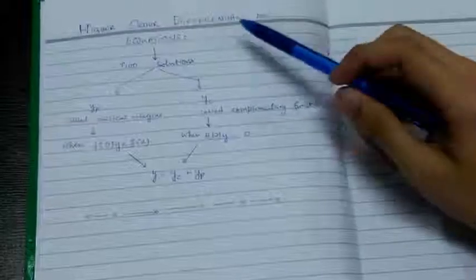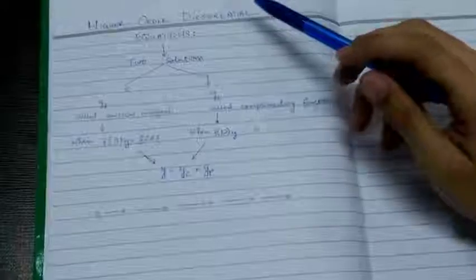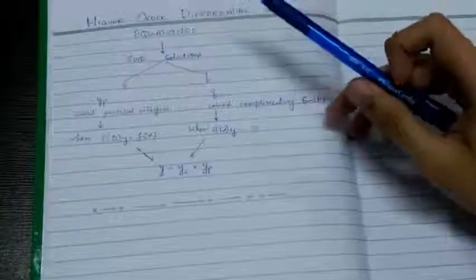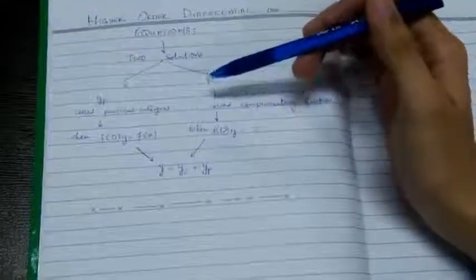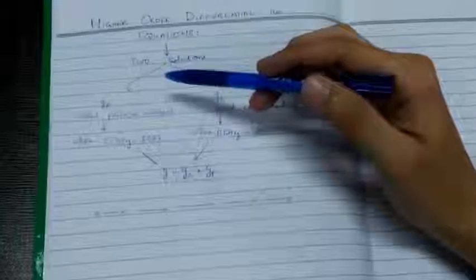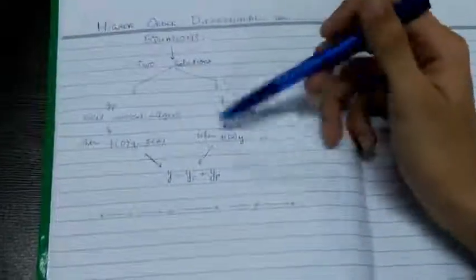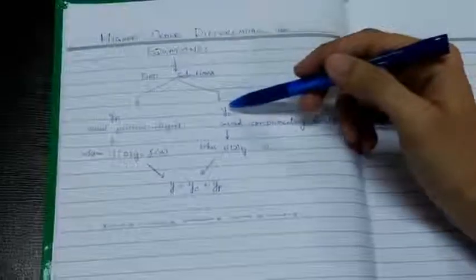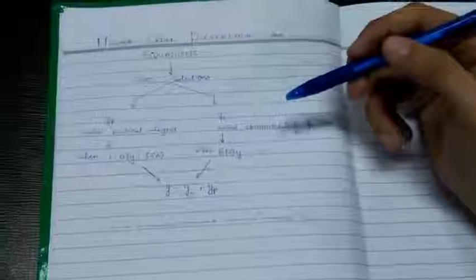Going to talk about higher order differential equations. There are two solutions of a higher order differential equation. One is called the YP, called particular integral. That is when f of D of y is equal to f of x. And the other one is YC, also called the complementary function, when f of D of y is equal to 0.